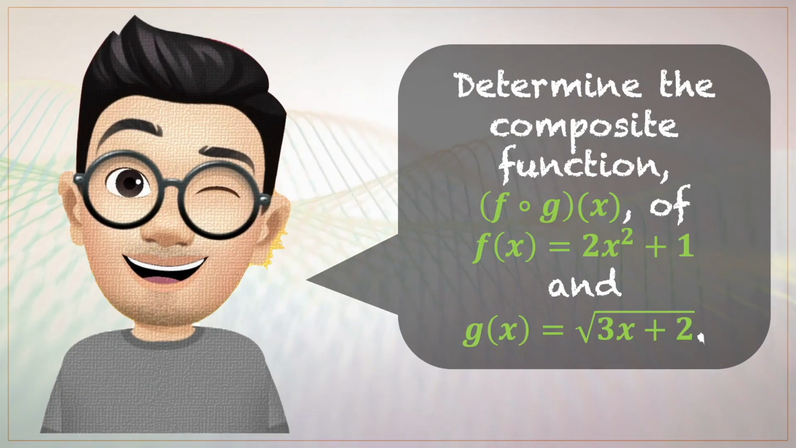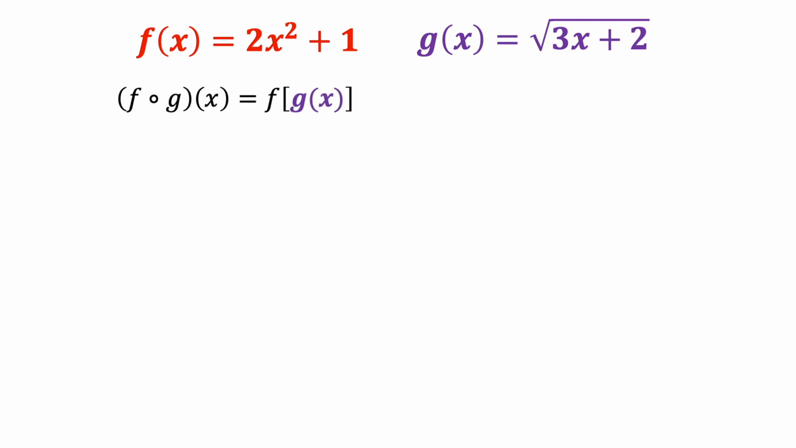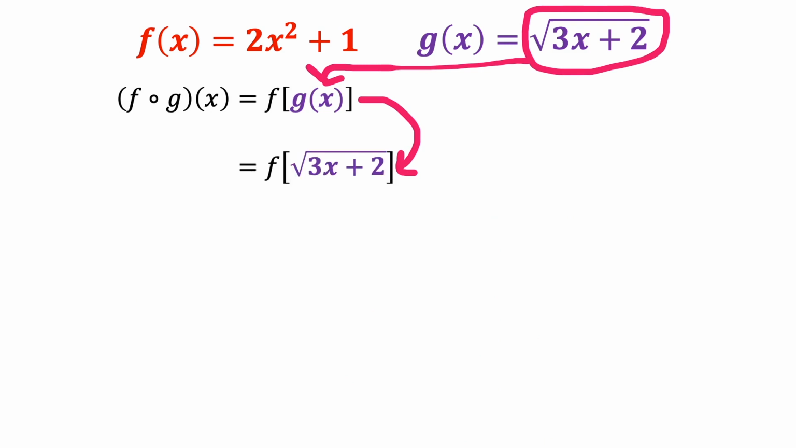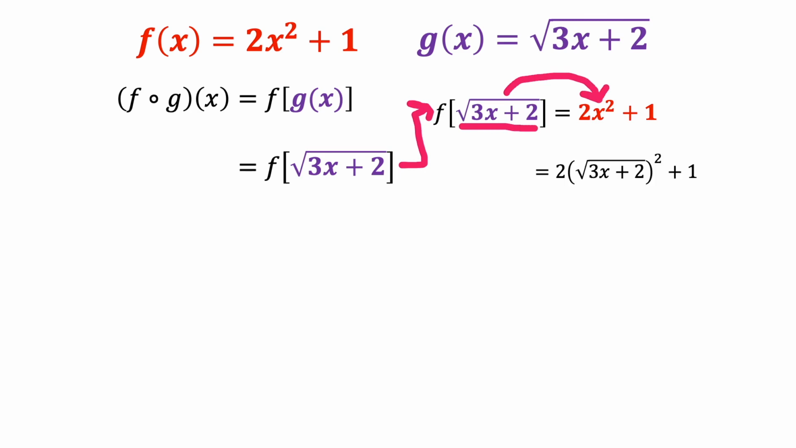Here's another example for you. Here, we will determine the composite function of f of x and g of x. The first thing we will do is to find the f of g of x. To do this, we will substitute the equation of g of x, square root of 3x plus 2, to the x variable of the equation of f of x. This procedure will result to 2 multiplied by quantity square root of 3x plus 2 squared plus 1.